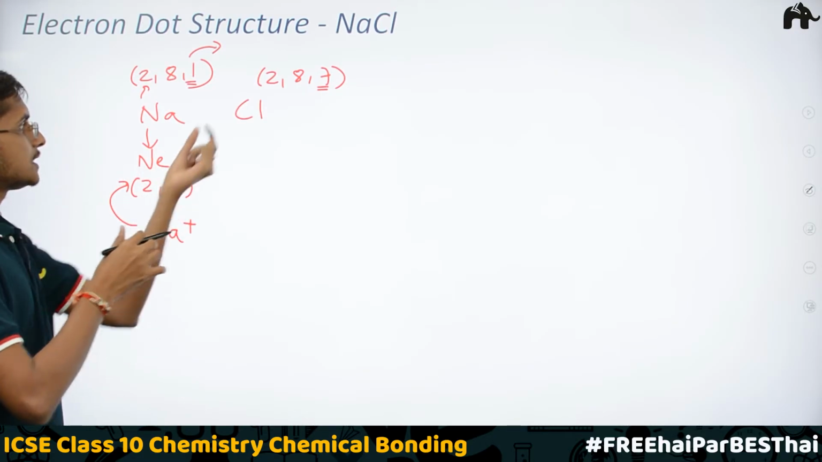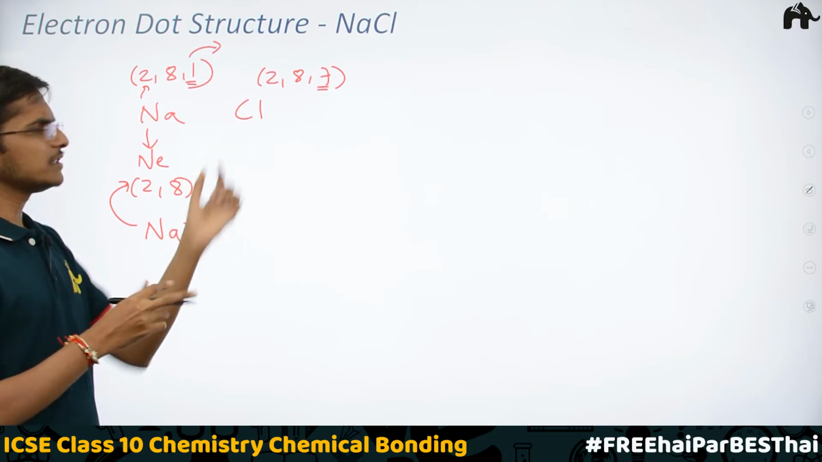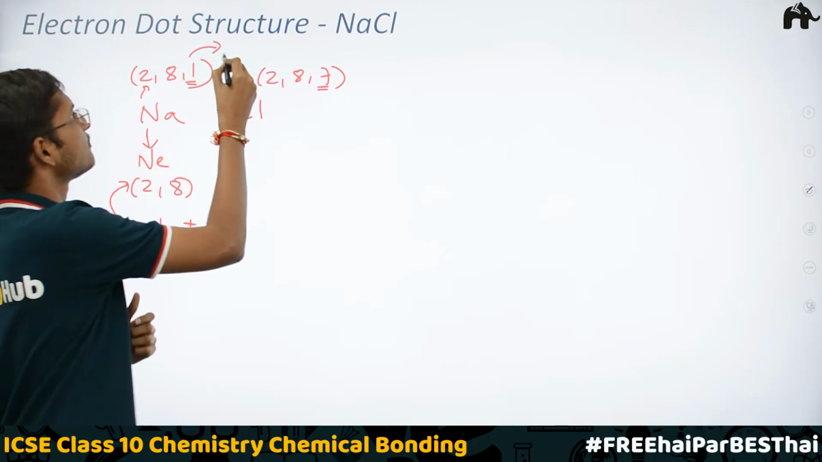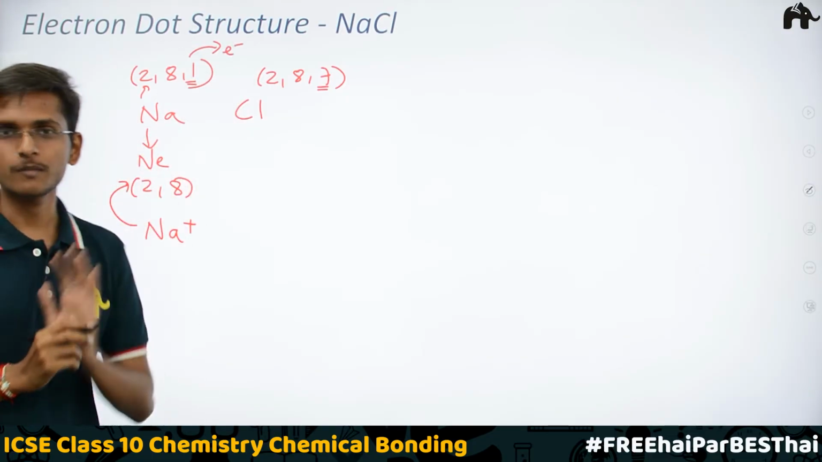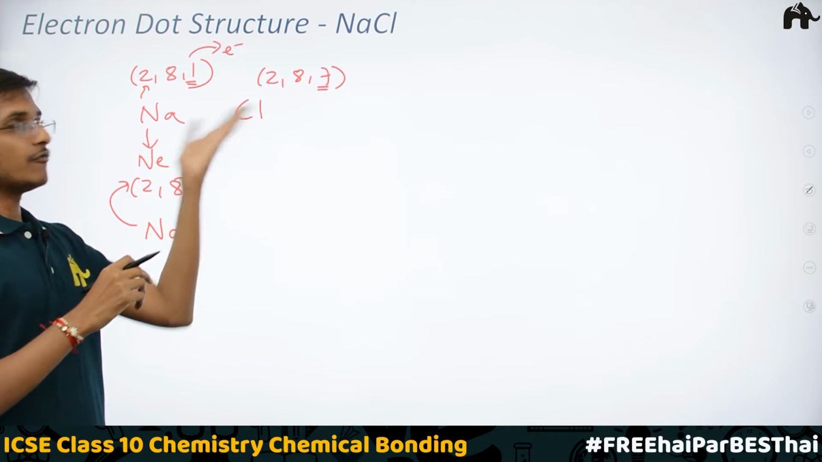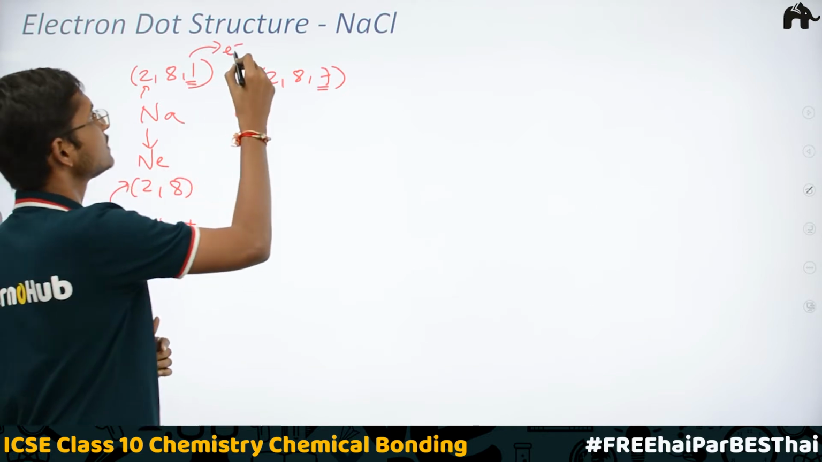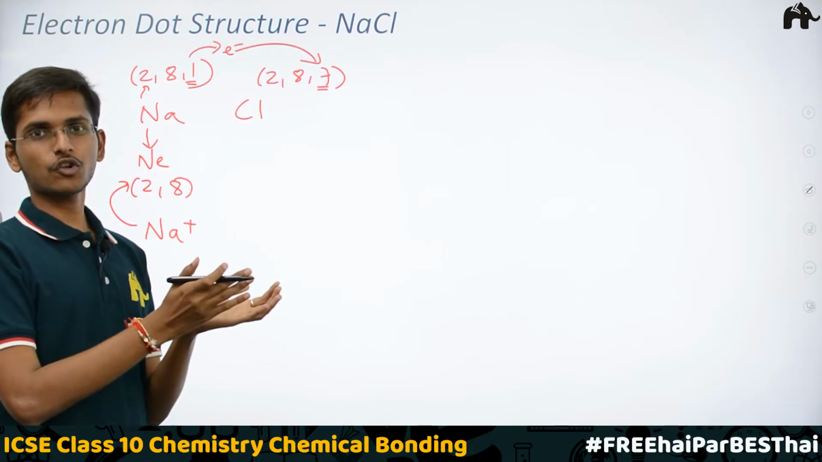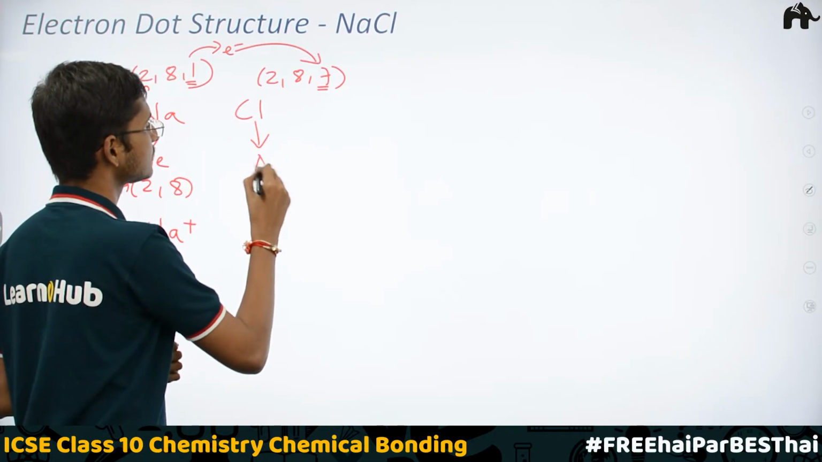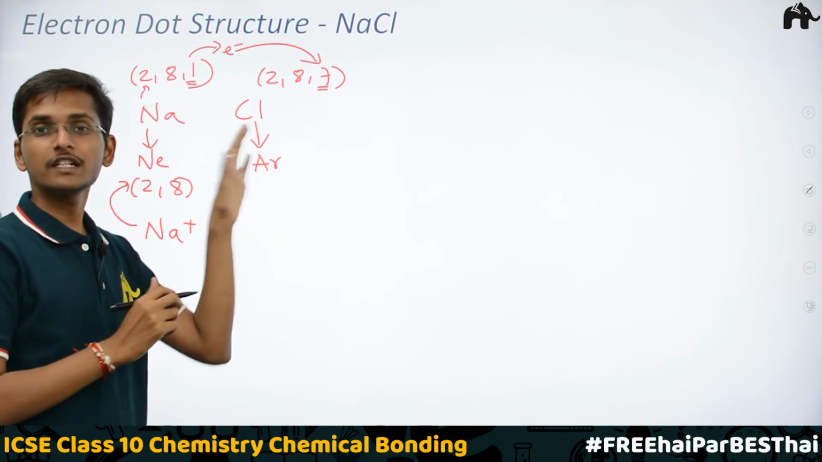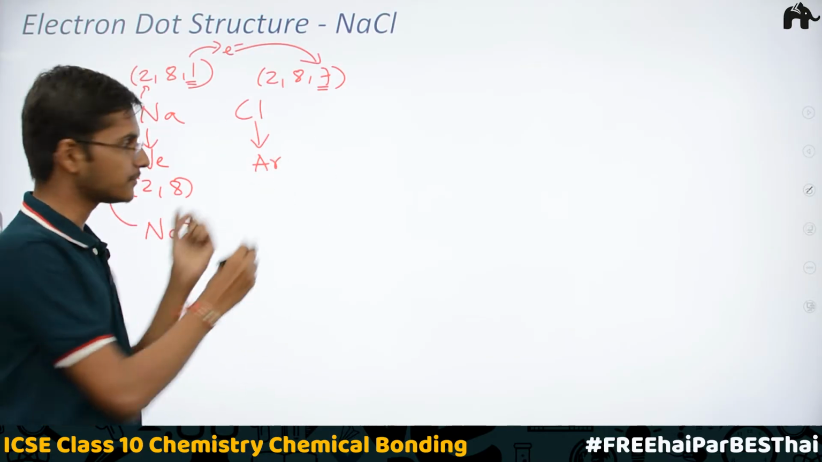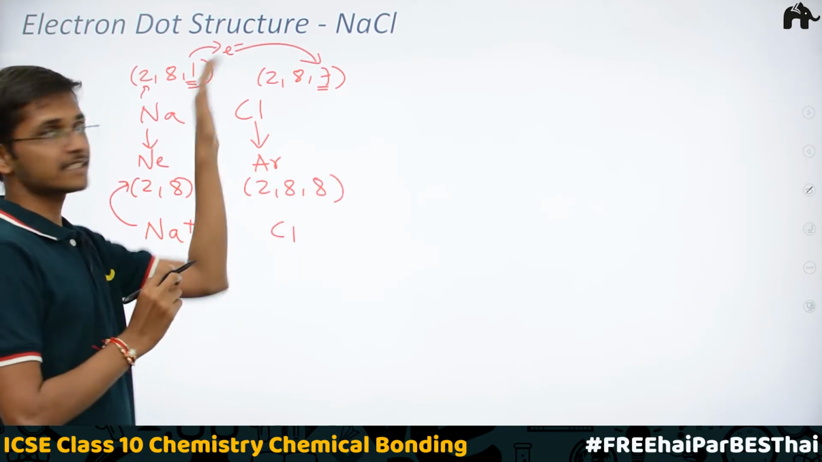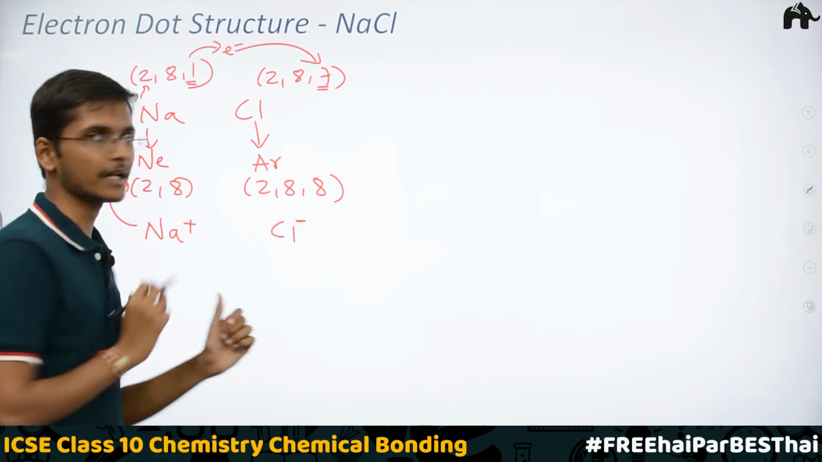In the same way, chlorine just takes the chance. The chlorine atom picks up this electron which is lost by sodium. It's a very good chance for the chlorine. Once it picks up this electron, its outermost shell gets filled with 8 electrons, and it attains the electronic configuration of the nearest noble gas to chlorine, which is argon, 2,8,8. Since it accepts the electron, it forms Cl minus in this case.